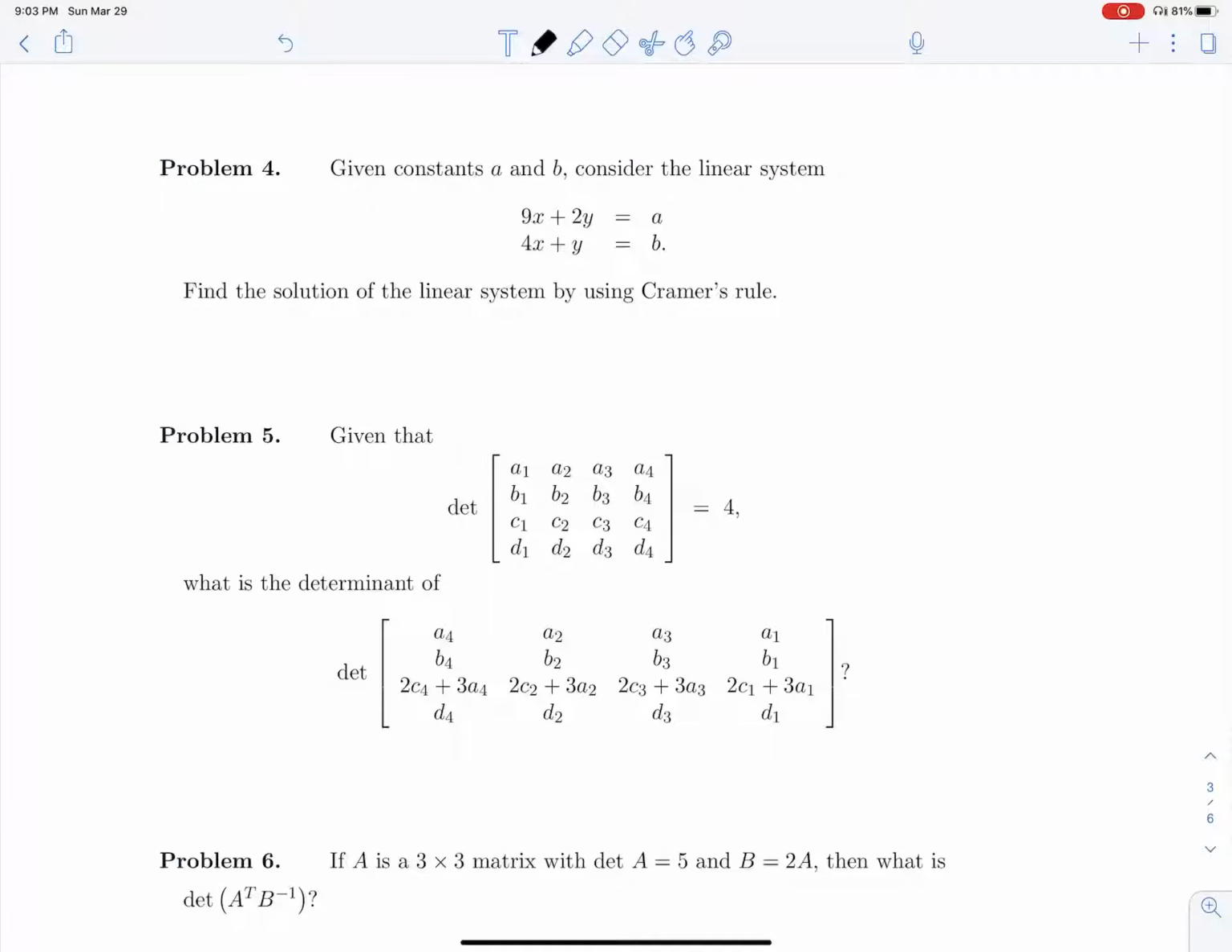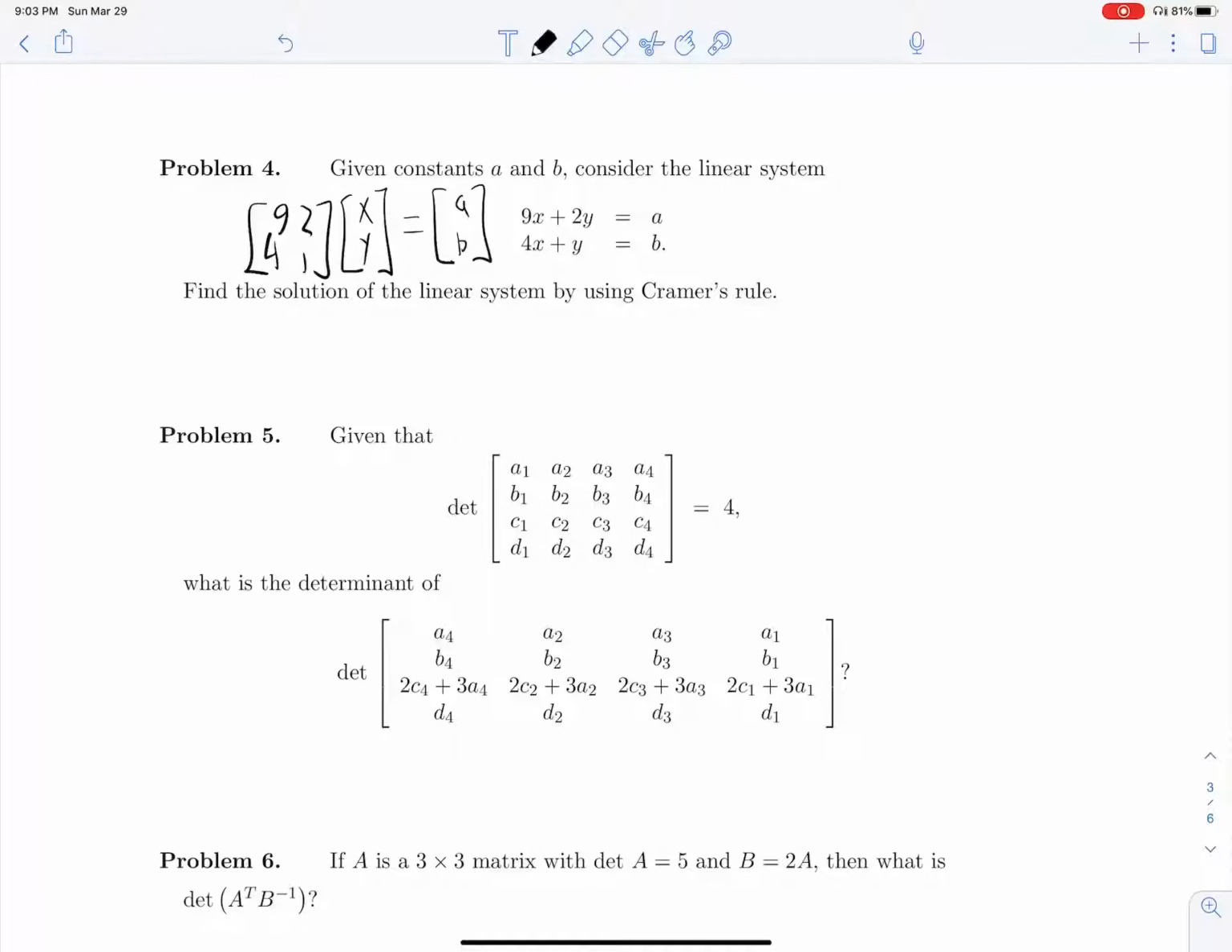Okay, problem 4. Given constants a and b, consider the linear system given here: 9x plus 2y equals a, and 4x plus y equals b. Find a solution of the linear system by using Cramer's rule. So Cramer's rule says that if we first go and express this system in terms of matrices, we have 9, 4, 2, 1 multiplied by x, y is equal to a, b.